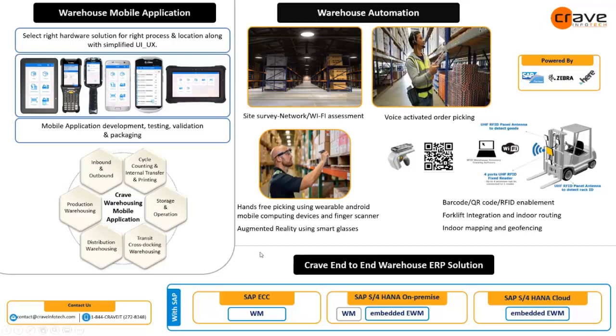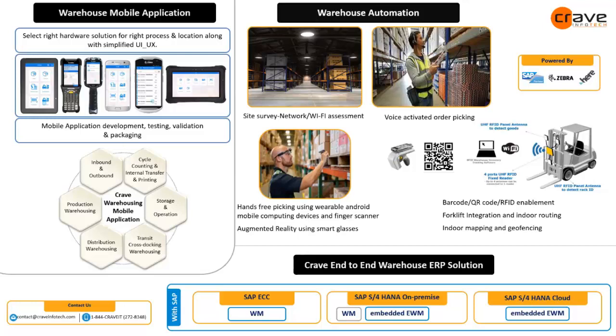Now, in addition to that, once you are ready with the mobile application, of course, it can be inbound, outbound, cycle counting, and internal transfer for storage and operation, transit, start docking and in warehouse, distribution warehousing or production warehousing. For all of them, you need an application. And that's where we come into the picture. There are two aspects to this. The left-hand side is the warehouse mobile application. There are two aspects to that: one is the functionality and another is the right hardware.